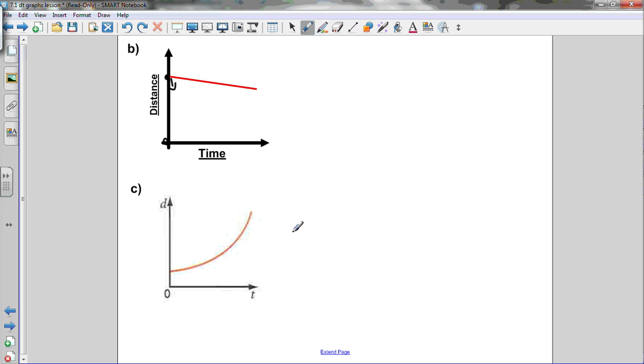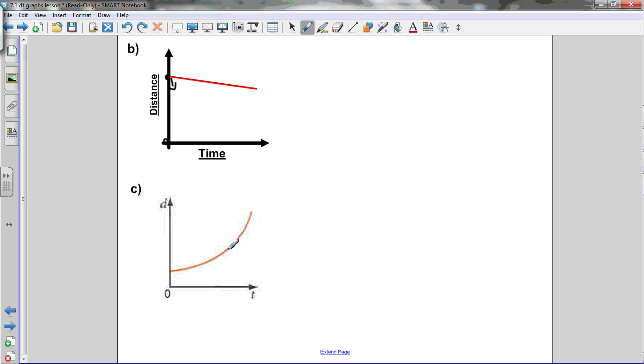So C here. This one here, I notice I have a nonlinear graph. So it's a curve. I have to figure out, does that curve represent an acceleration or a deceleration? So as time is increasing, is this line getting steeper or is it getting less steep? Okay, so let's think about this. As time is increasing, it doesn't start out very steep. They're going pretty slow at first. Okay, and then as time keeps increasing, it gets even steeper and steeper and steeper.